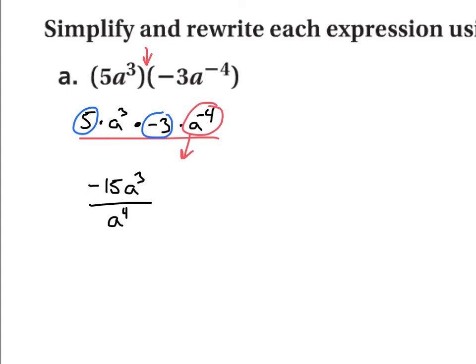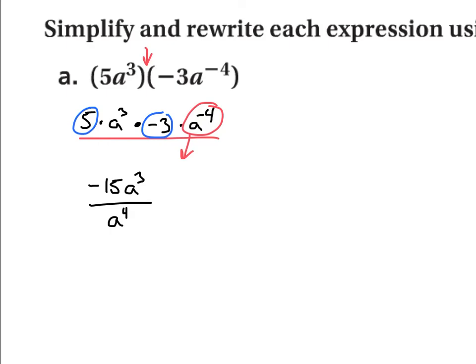All right, so now we need to reduce this because I have an a cubed on top and a to the fourth on the bottom. Yes, you could use that rule. That was rule number 4. But, like I said, I think it's simpler, I think it's easier to think of it as just reducing a fraction.